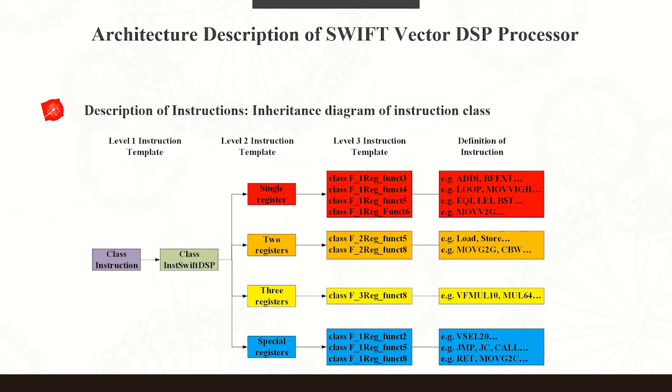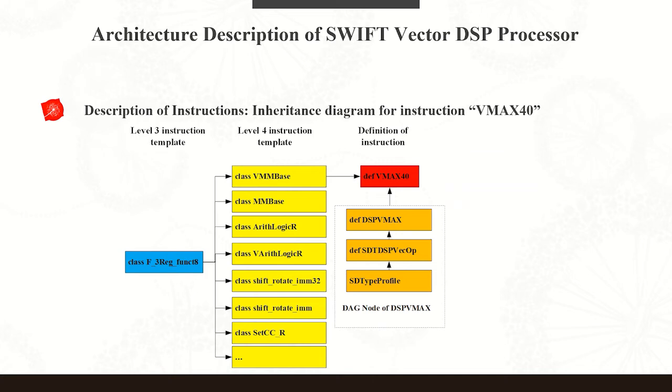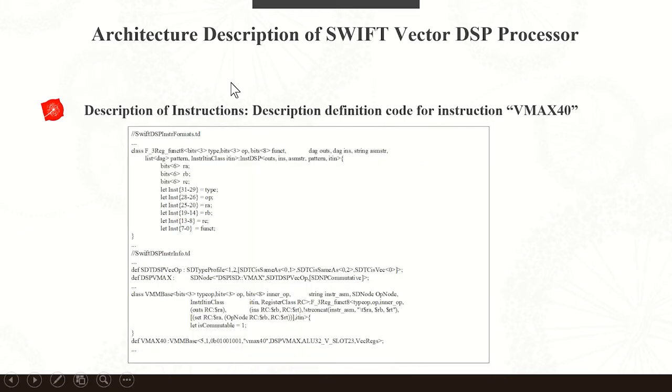Instruction sets are described in multiple levels of representation and definitions as shown in the figures below. Instruction class definitions are similar to object-oriented programming thinking. This is the architecture description class inheritance diagram for the VMAX40 instruction. And this is the code that describes the architecture of the VMAX40 instruction.